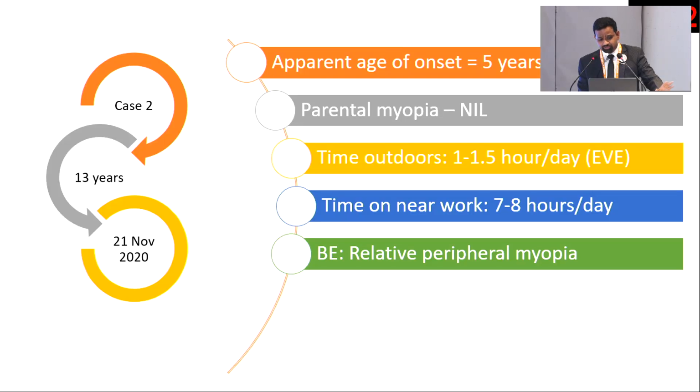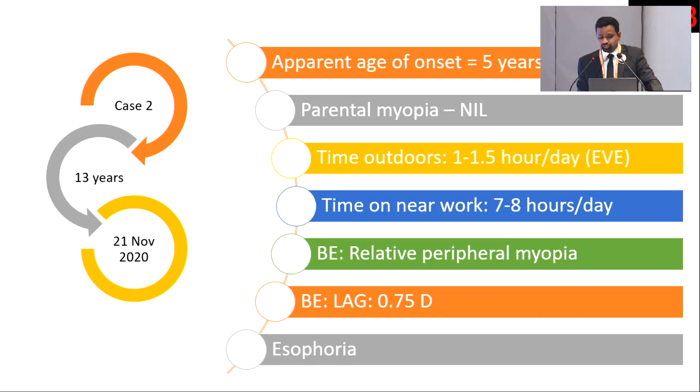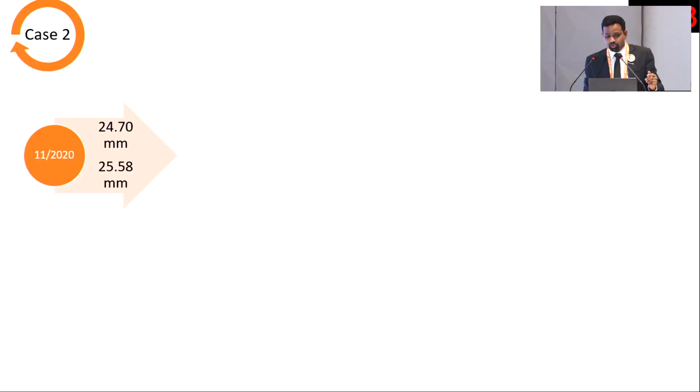Now second one, 13-year-old child, and age of onset was 5 years. Points to note are the last 3. There is relative peripheral myopia. The moment I saw relative peripheral myopia, I sort of eliminated the use of defocus spectacles there or the contact lens. Then I said, okay, what's the lag? It's 0.75. There is esophoria for near. I said, all right, let me go with the bifocal spectacle.